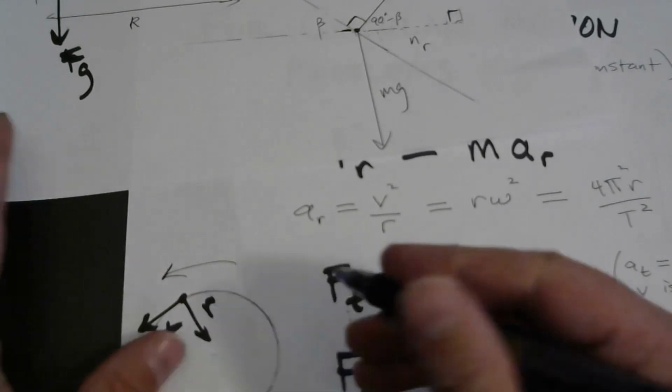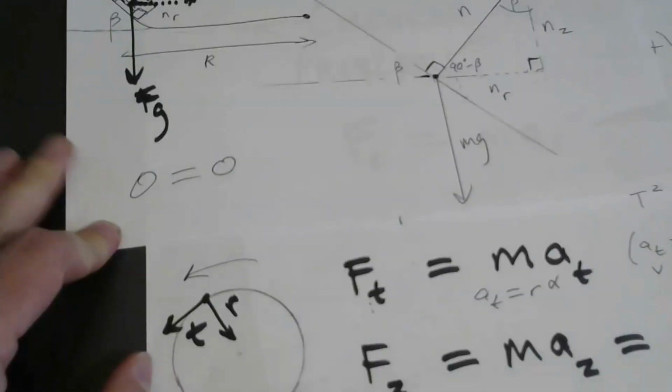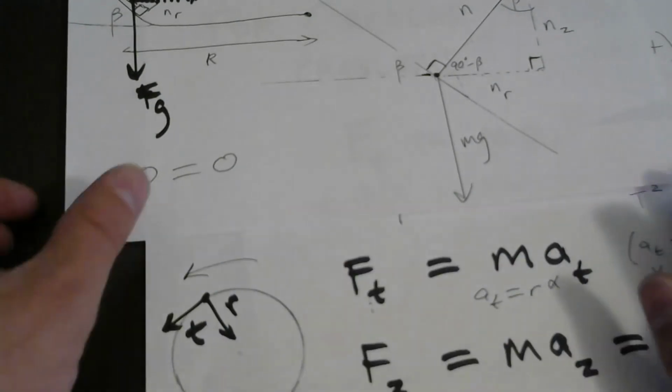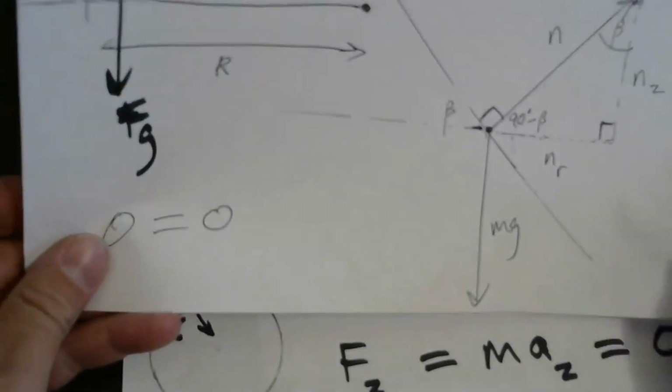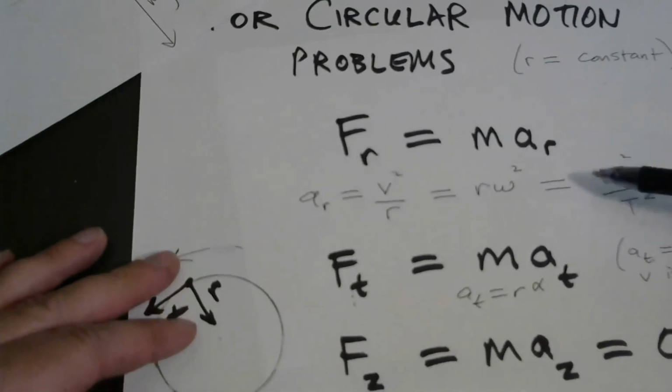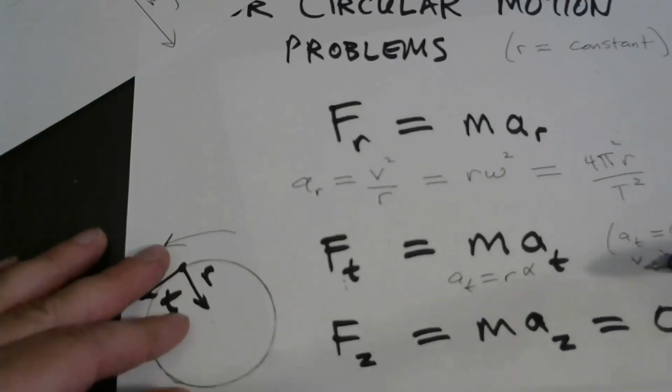So the equation that we would write is 0 equals 0, which is the most boring equation you could possibly write. It tells you nothing. So there's no point in writing it. I just wasted that ink and that time. Well, it was an important point to make. So sometimes there's no need to write this equation. You're going to write the r-axis equation and the z-axis.